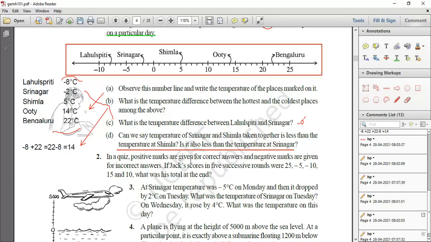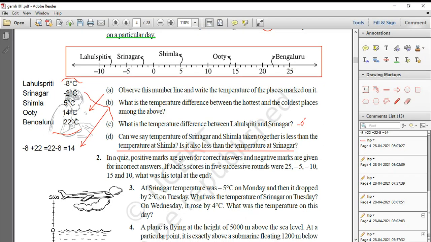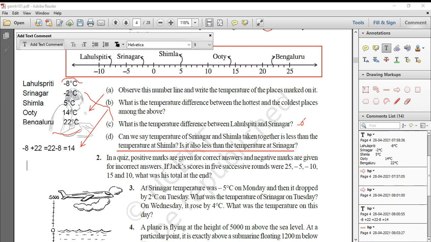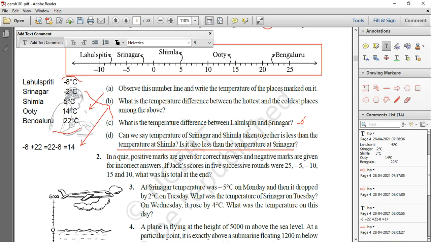In a quiz, positive marks are given for correct answers and negative marks are given for incorrect answers. If Jack scored in 5 successive rounds 25, -5, -10, 15 and 10, what was the total at the end? So you have to write the total at the end. So solve it. You have to write the answer like this.